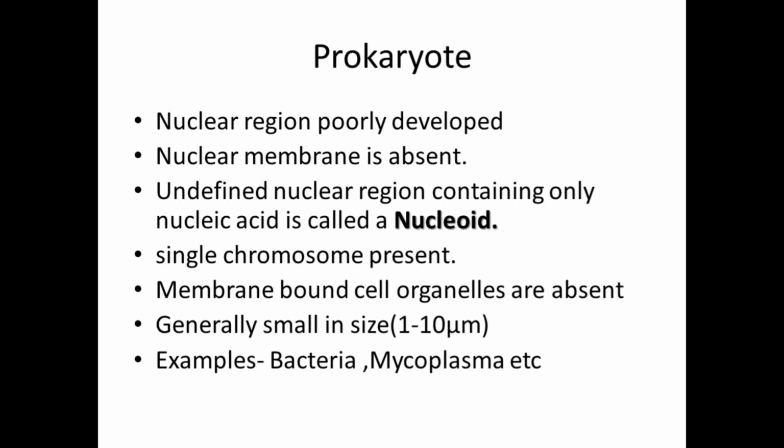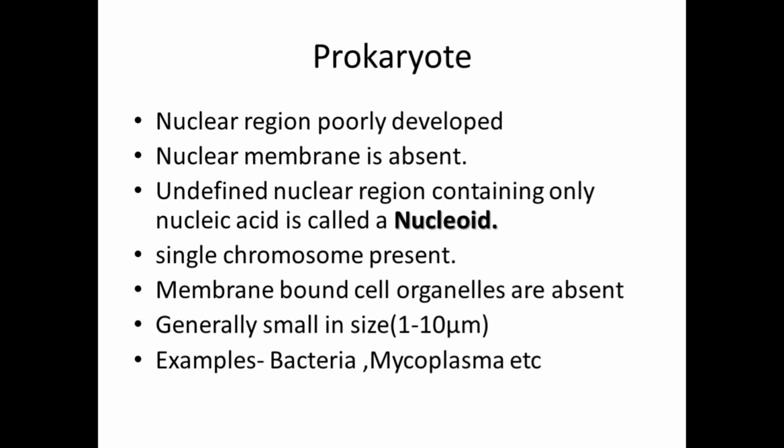In prokaryotes, the nuclear region is poorly developed. They don't have a well-defined nuclear region, and the nuclear membrane is absent. We studied in the nucleus that the outer double-layered membrane is called the nuclear membrane, but in prokaryotes the nuclear membrane is absent. An undefined nuclear region containing only nucleic acid is called a nucleoid.